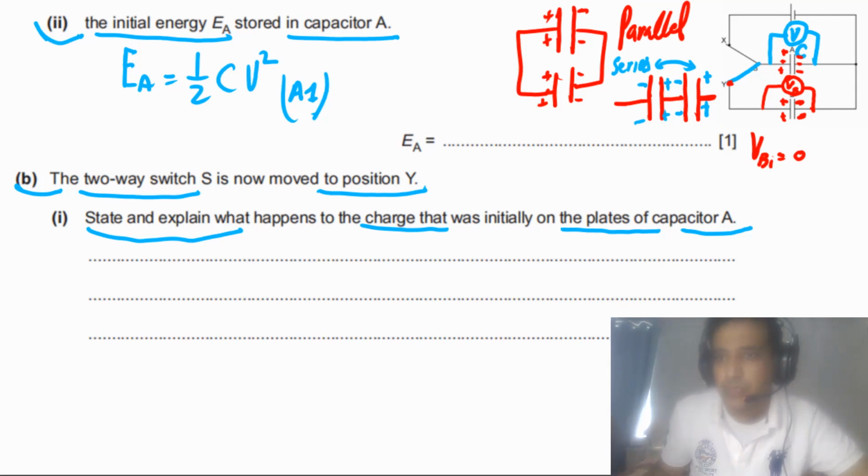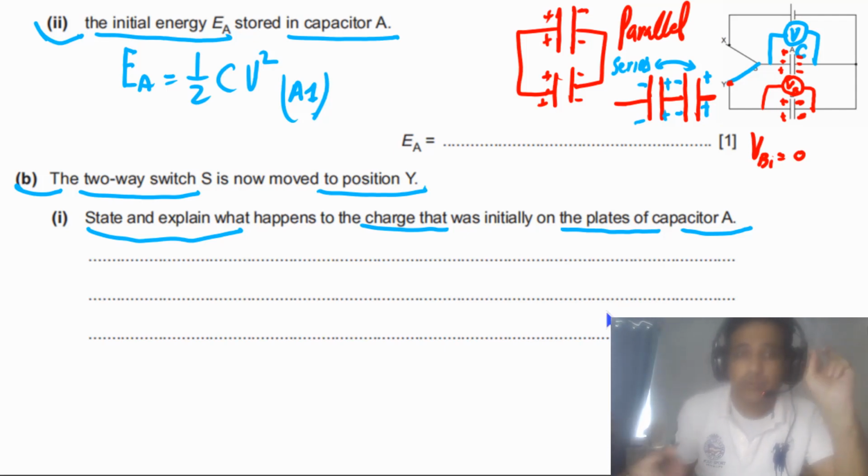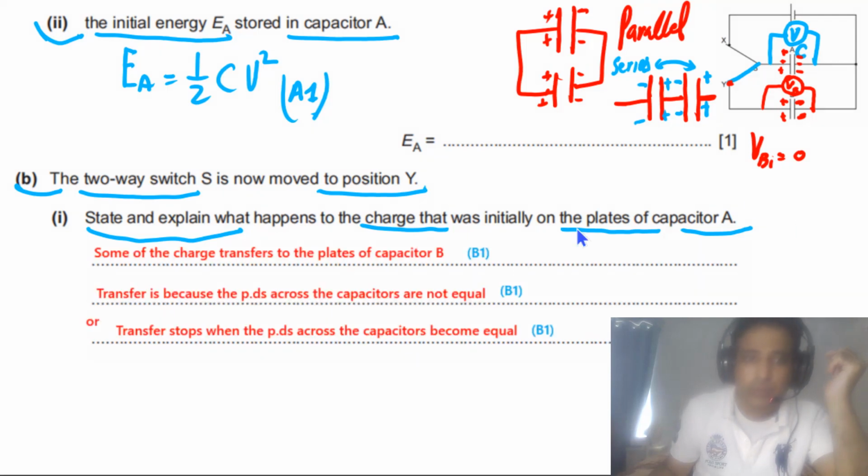Now let's try to write down the answer. In your answer, you have to mention this question as 2 points. First point, because the question is asking what happens to the charge. You will say initially charge from capacitor A will flow to capacitor B because there is a potential difference between capacitor A and capacitor B. And this charge will continue to flow until the PD across the two capacitors is the same. So these points you need to mention. Let me show you the answer.